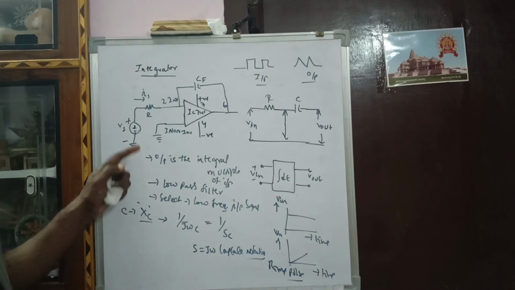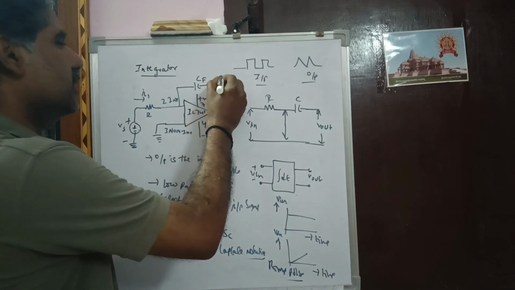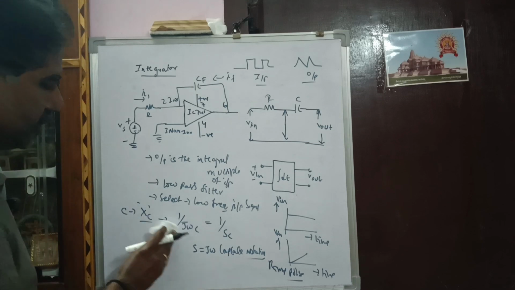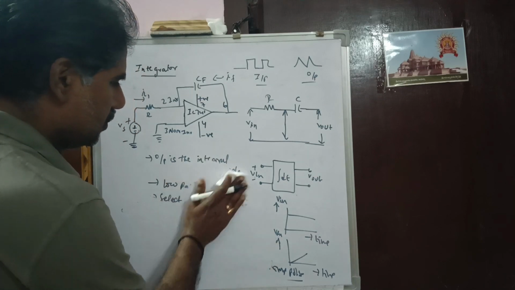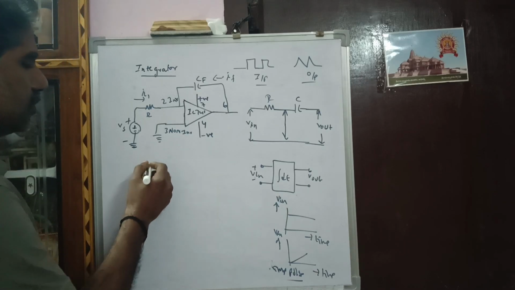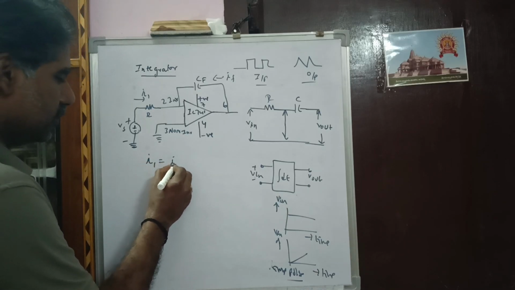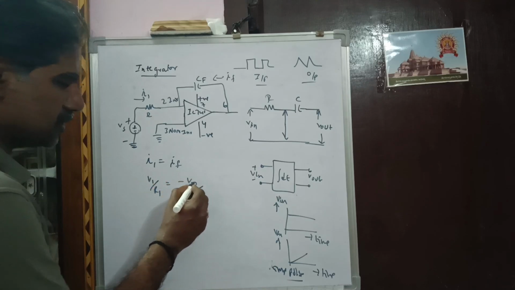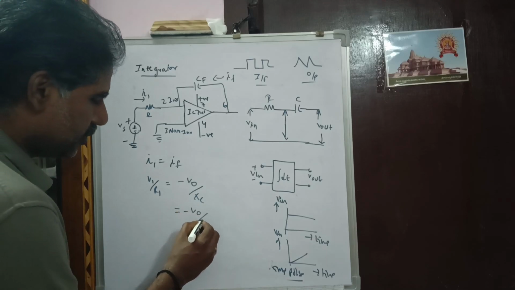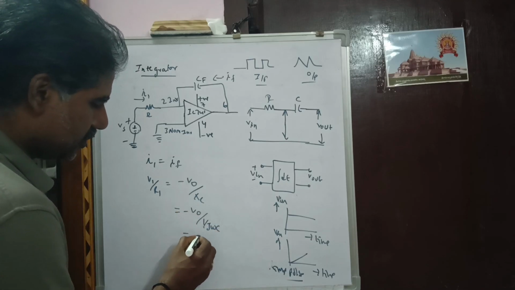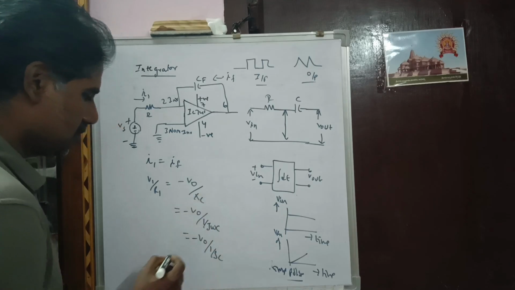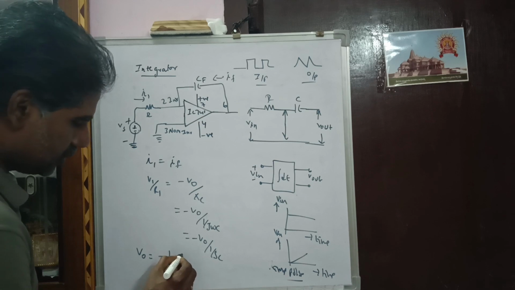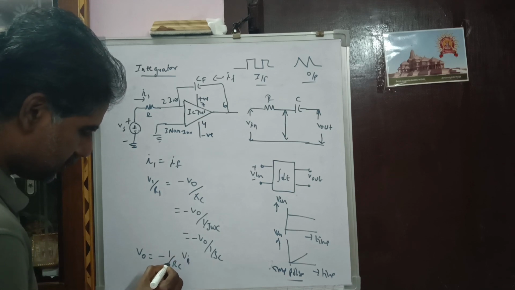Current I1 flows in the resistor R1, and current IF flows in the feedback. For that, I am giving the simple solution of the equation. I1 is equal to IF. I1 means V1 by R1, whereas IF is V0 by XC, which is minus V0 divided by 1 by j omega C, that is minus V0 divided by 1 by SC. So V0 is equal to minus 1 by RC into V1.